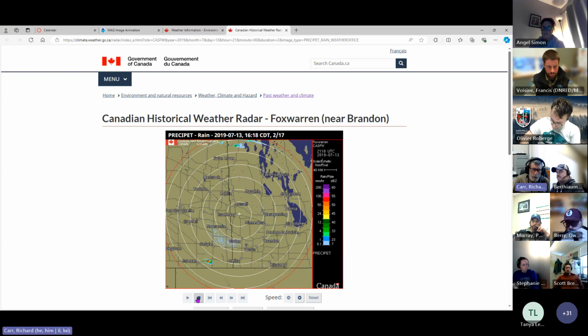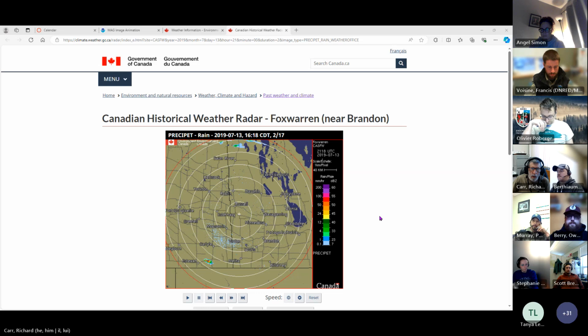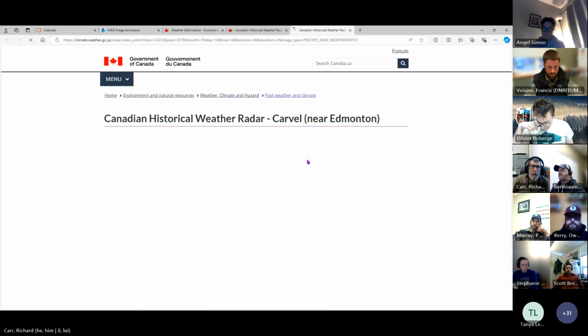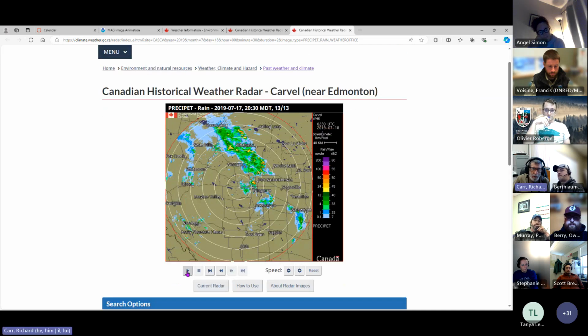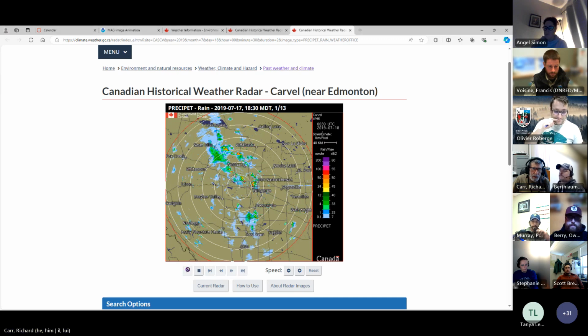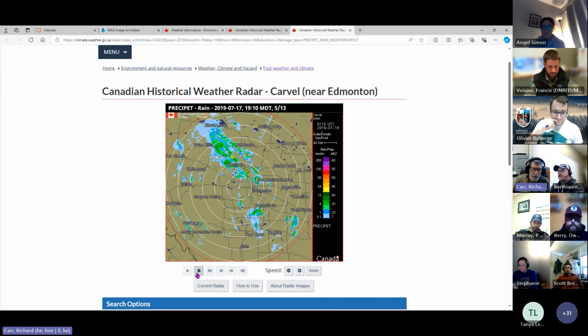All right, so just back out of there. Look at the next one here. So just an example of some erratic movement, some quick development. We've got a fairly good cluster of thunder showers here. I'm just going to slow it down again.